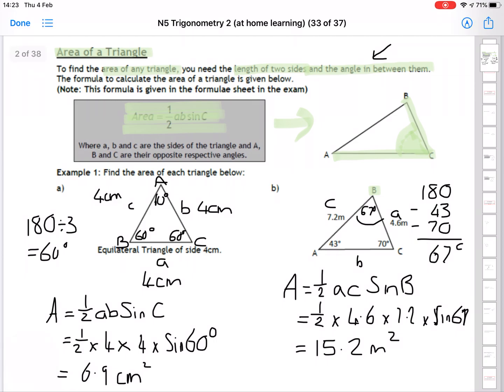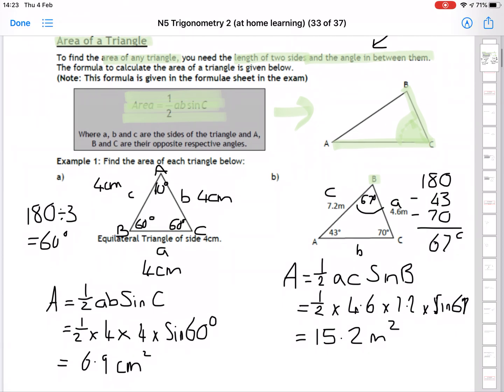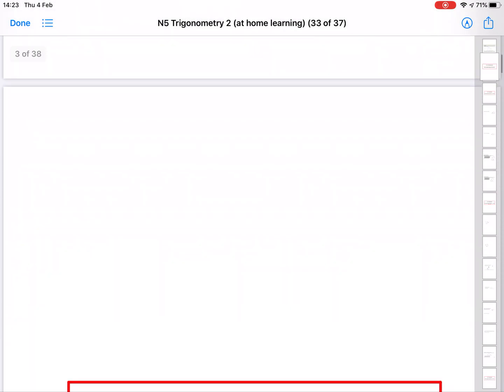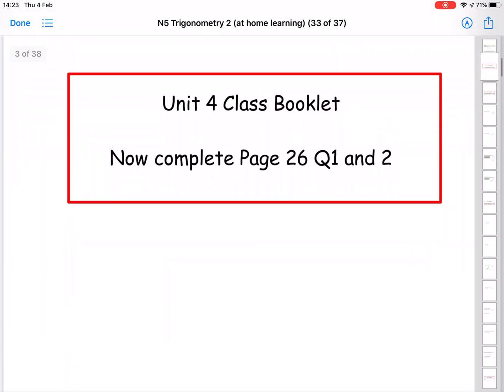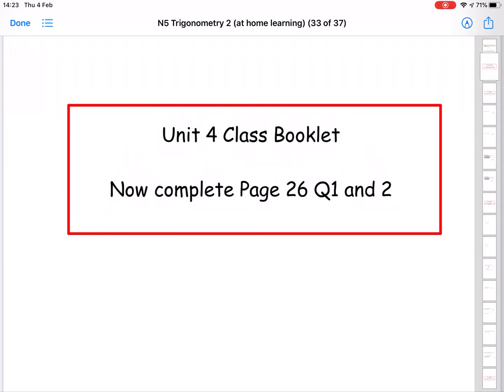So let's begin with just some basic practice of using this formula. So in the Unit 4 booklet, we are going to be looking today at page 26, question 1 and question 2. So remember, if you need to maybe fill in an angle first, make sure you do that. And make sure you use the correct letters. Question 1, I believe, has most of those questions. It's the two sides and the angle between are already given to you. There's a couple of questions in one where you have to fill in that third angle yourself first.